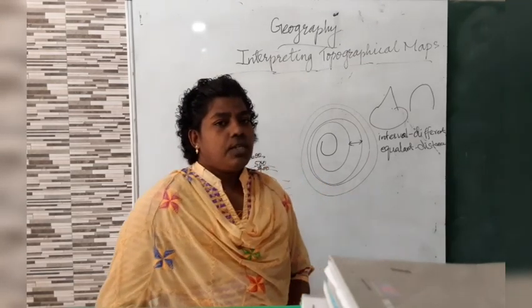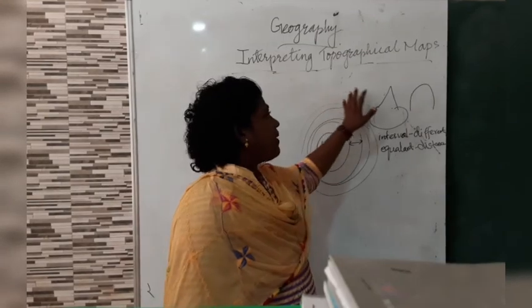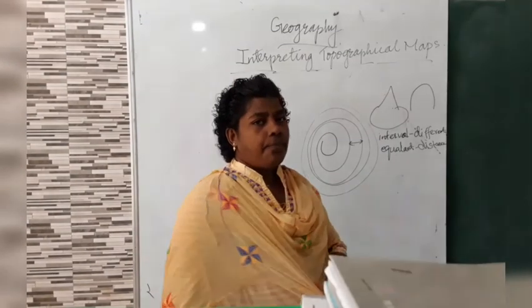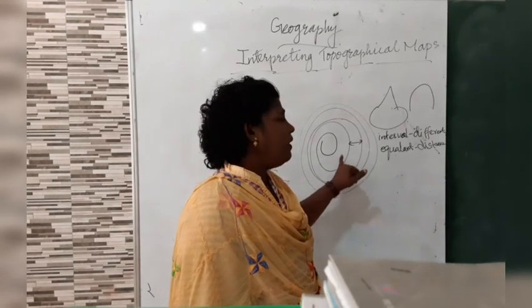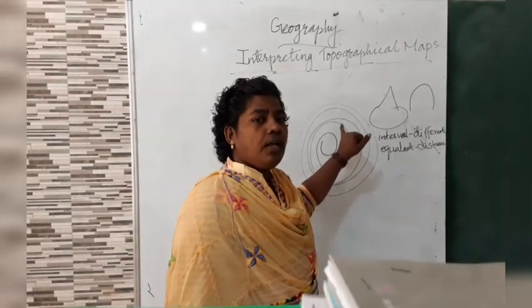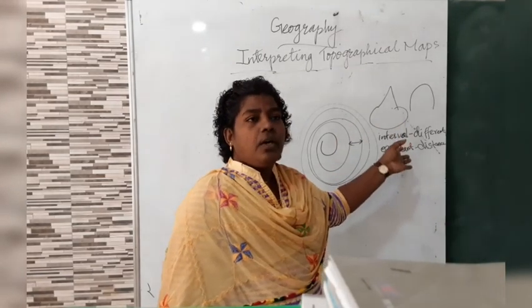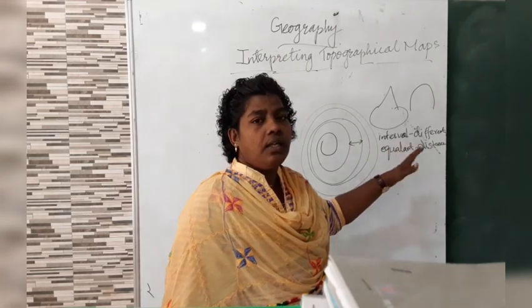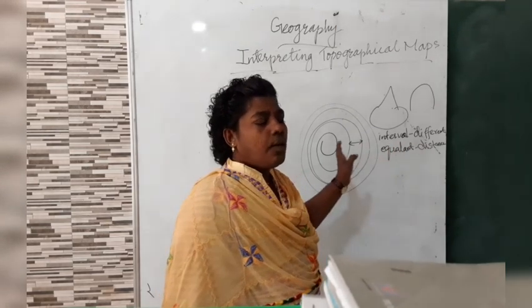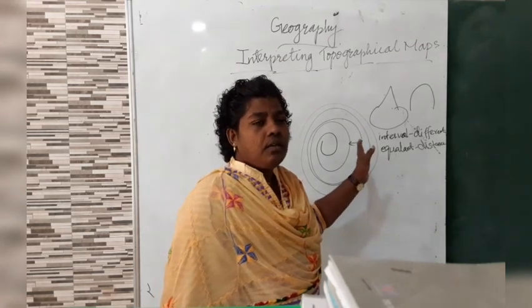Okay, this is your class. This is all about interpreting a topographical map. You have seen a topographical map, contour lines are there. Each contour line is given a number, and for indicating each landscape there will be contour lines. It will be shown in the contour lines, and in some places it will be given a triangular shape with a number.